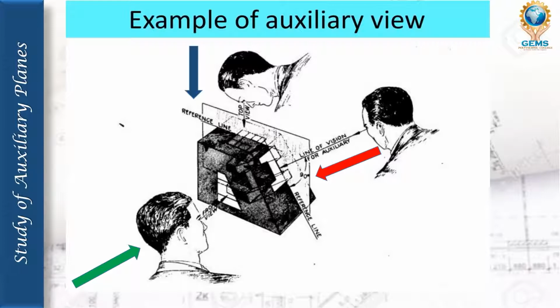If I draw these three together, the object on the horizontal plane, the vertical plane, and the profile plane, and after that, with those, I have to draw the auxiliary plane.